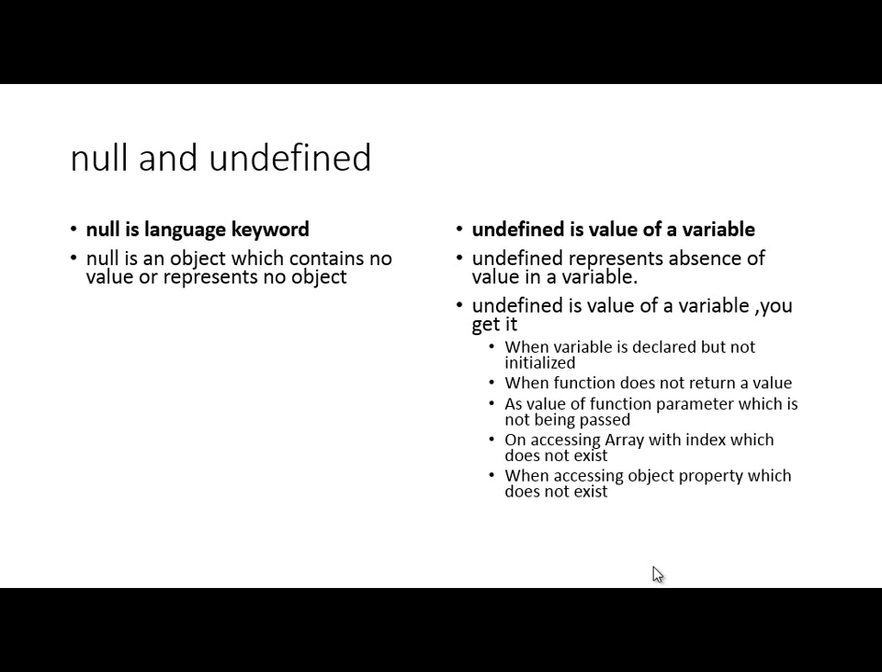So to summarize, null is an object which contains no value, and null is a language keyword, whereas undefined is a value of a variable, and you get the undefined value in the stated scenarios. Now let us get into a demo and see how null and undefined work.